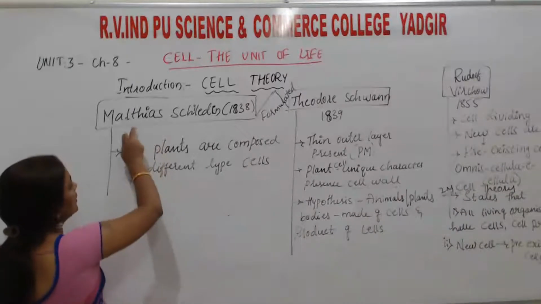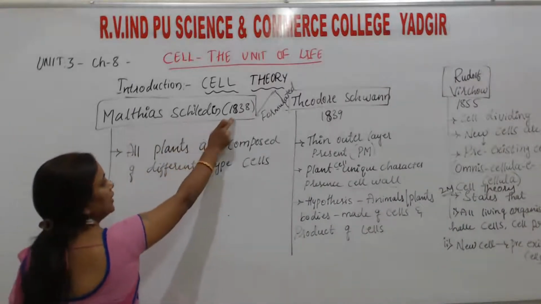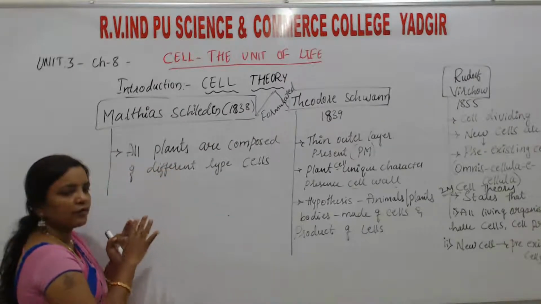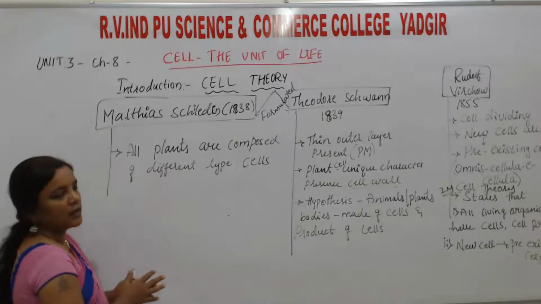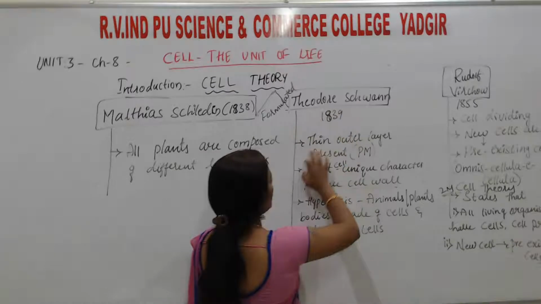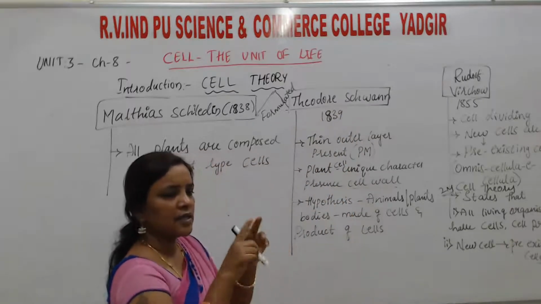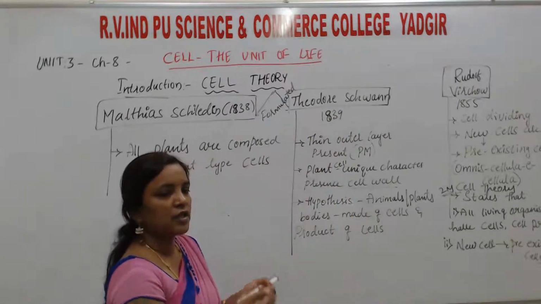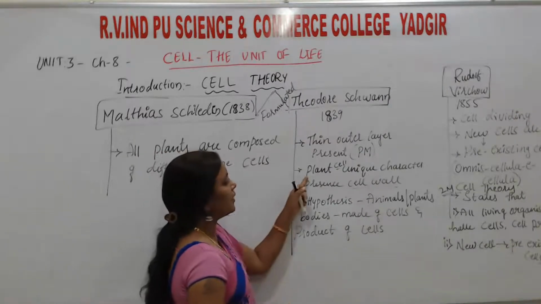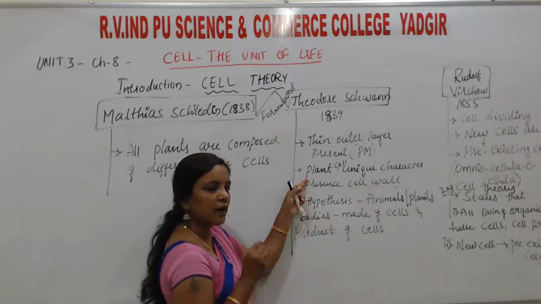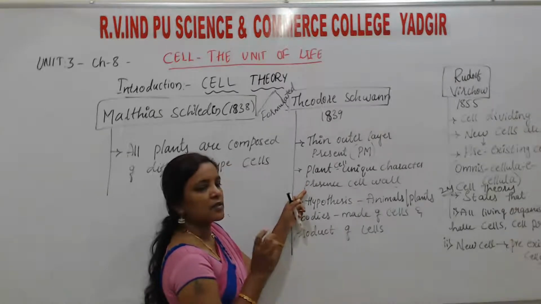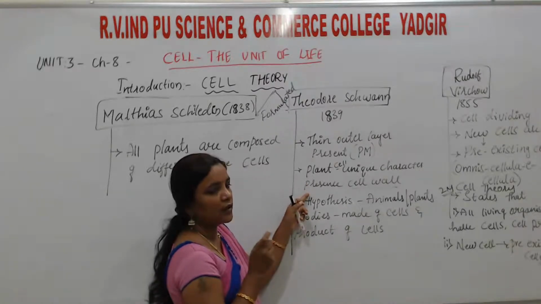Matthias Schleiden, in the year 1838, told that plants are composed of different varieties of cells. The next year, Theodor Schwann said that the cell is covered by a thin layer, which we now call the plasma membrane. And the plant cell also has a unique character: the presence of a cell wall.